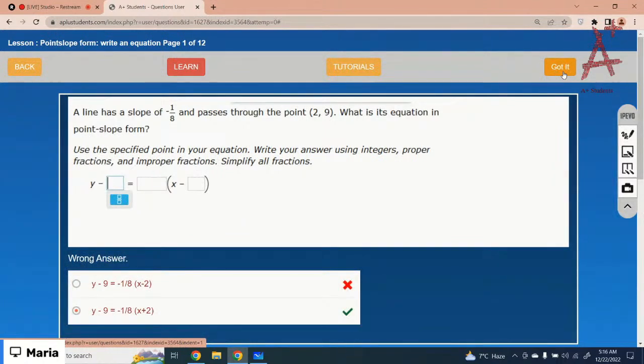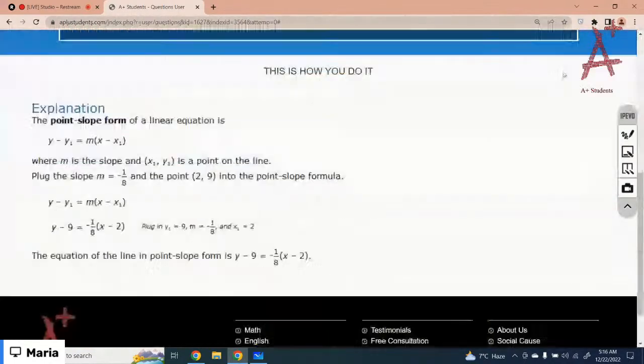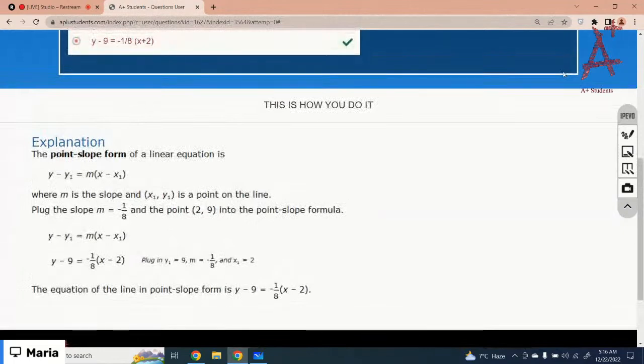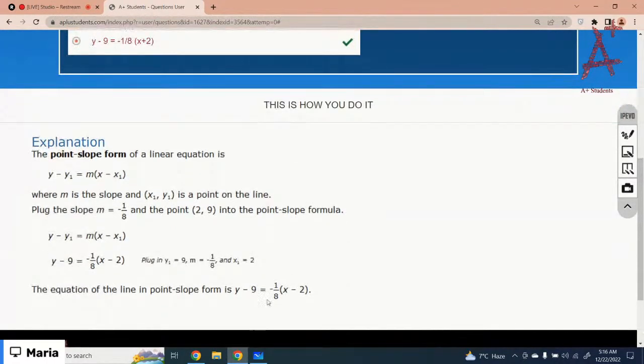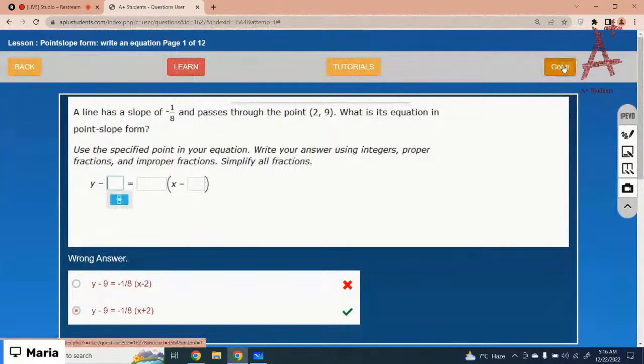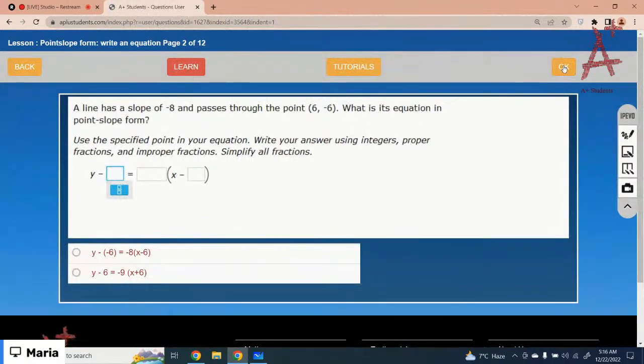If you have any question, any problem, you can write the question in the chat box. I'll answer all your questions. Why would it be x minus 2 and not x plus 2? Because the point is (2, 9). Yes, the first option is the correct one. You can see it is negative 1 by 8 times (x minus 2). So it is the first option.